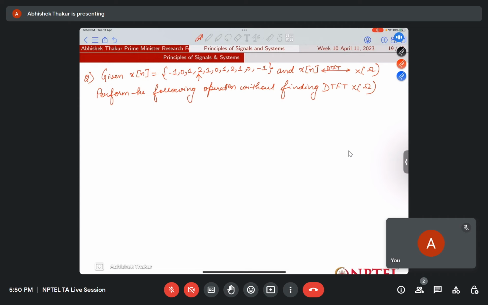So we have to perform the following operations without finding the DTFT X of omega. The first operation is the angle of X of omega. The second one is the integration of X of omega d omega. The third part is the integration from minus pi to pi of mod of X of omega squared d omega. Okay.